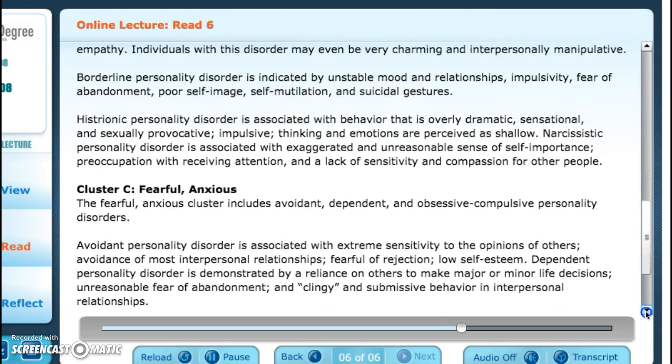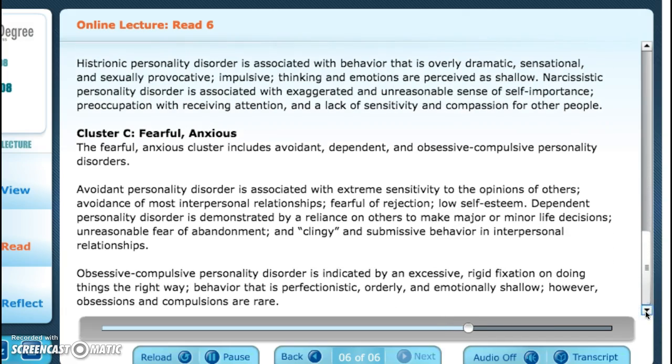Cluster C, fearful, anxious. The fearful, anxious cluster includes avoidant, dependent, and obsessive-compulsive personality disorders. Avoidant personality disorder is associated with extreme sensitivity to the opinions of others, avoidance of most interpersonal relationships, fear of rejection, and low self-esteem. Dependent personality disorder is demonstrated by reliance on others to make major or minor life decisions, unreasonable fear of abandonment, and clingy and submissive behavior in interpersonal relationships.